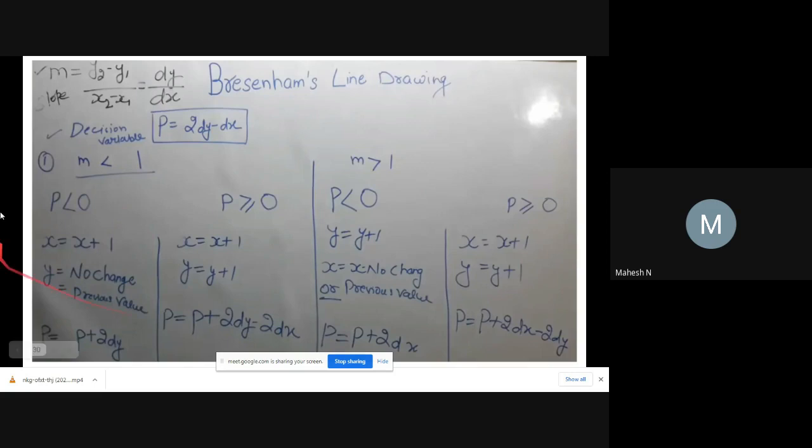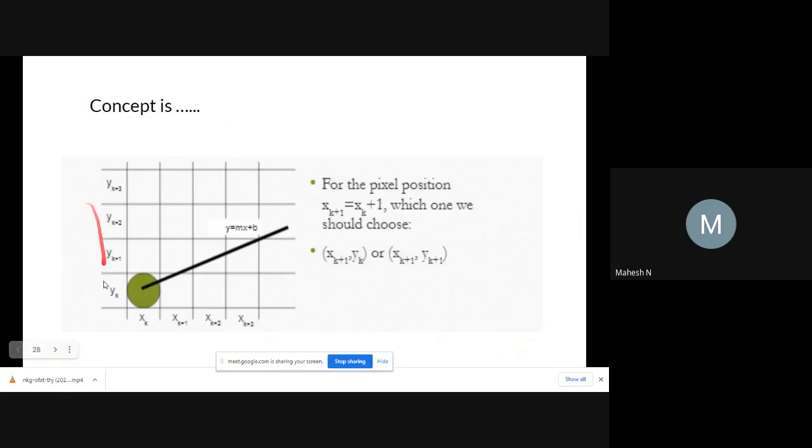Now, if my decision variable turns out to be negative, what will you do? Yes, you will increment x by 1. That is common. But for y, you will not make any changes, so the new y value will be the previous y value. That means if the decision variable turns out to be negative, this is the pixel you will choose, which says xk plus 1, that is x incremented by 1, y remaining as it is.